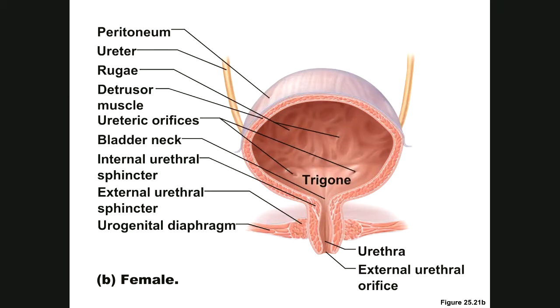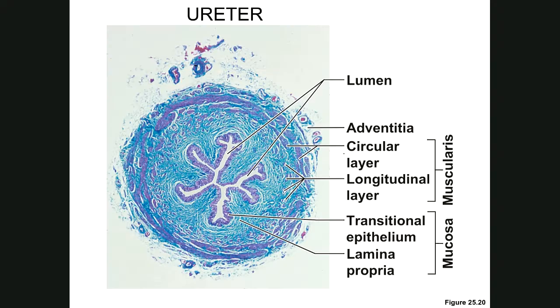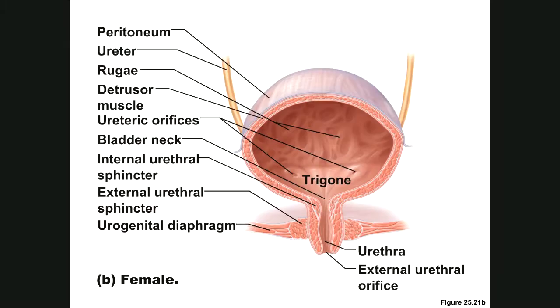Another thing you'll see if you look at the bladder, if it's empty, the inside of the bladder is all folded up like an accordion. And these folds are called rugae, just like they were in the stomach. But as the bladder fills up, the rugae flatten out. Another thing is the tissue in here is the same as the tissue in the ureter. This tissue is transitional epithelium. Hopefully you remember that from AMP1.